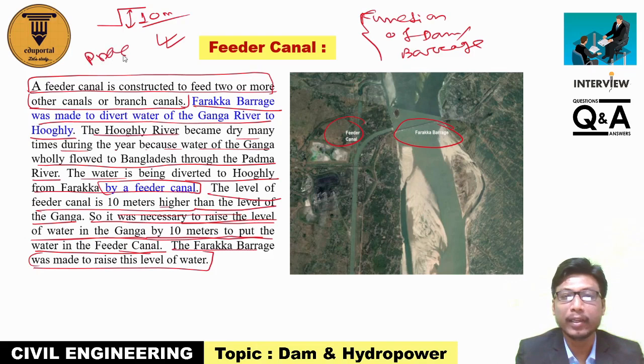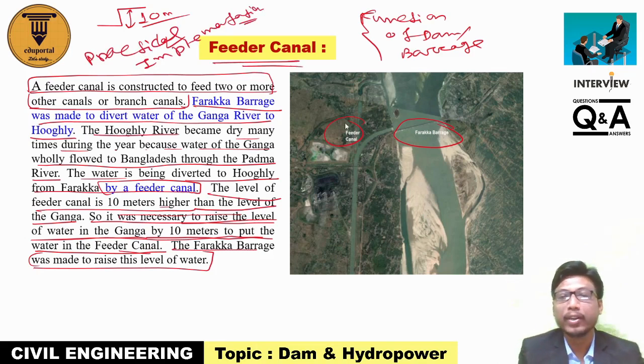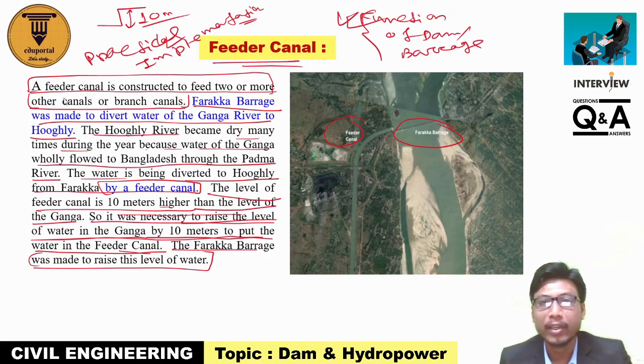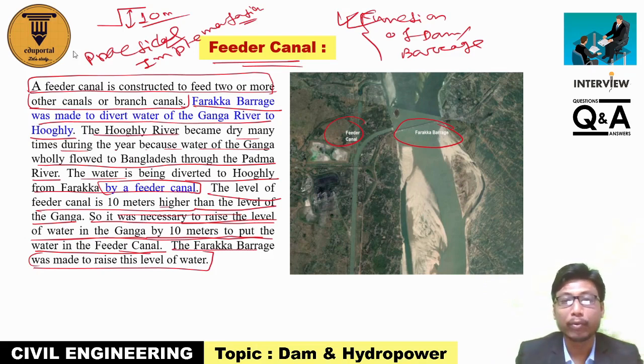So you can see the practical implementation here. Okay, so that's why I have included this portion here. Okay, so what we have studied, everything you can see here. The purpose of the dam, purpose of the barrage, that is diversion headwork, and purpose of diversion headwork is to divert the main course of the river. And why was Farakka barrage constructed? To divert the water from the Ganges river to Hooghly.